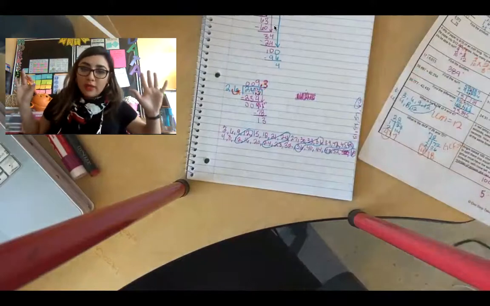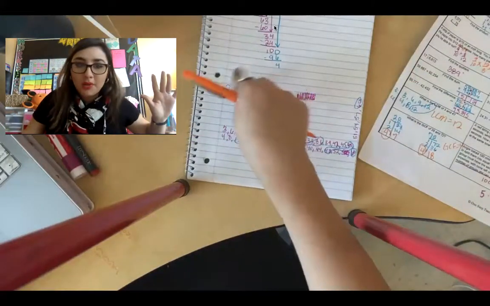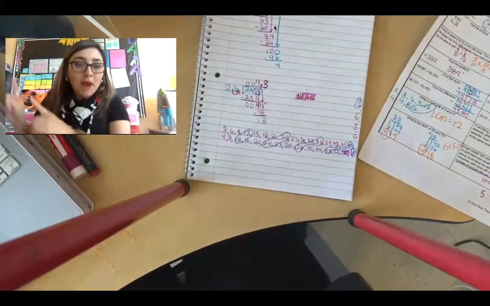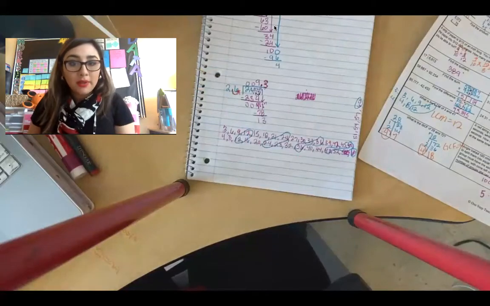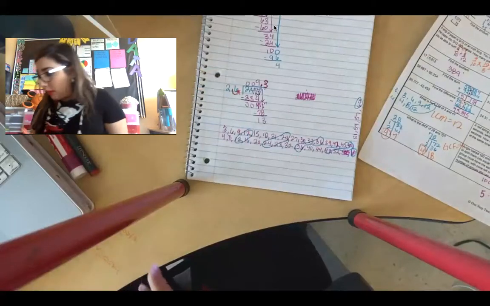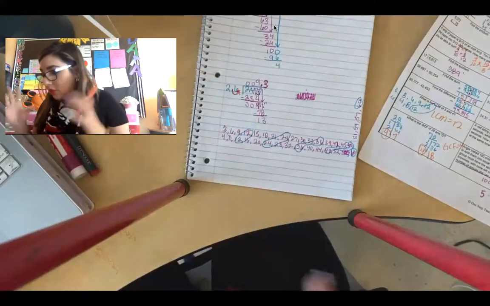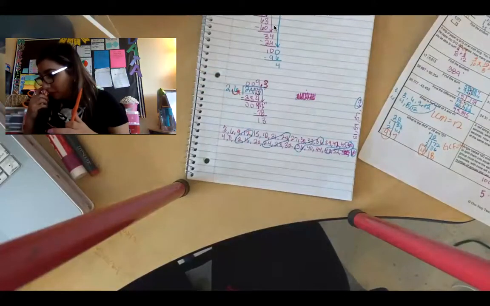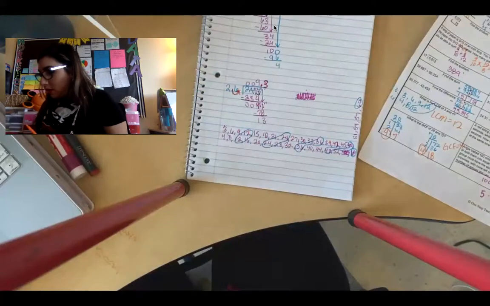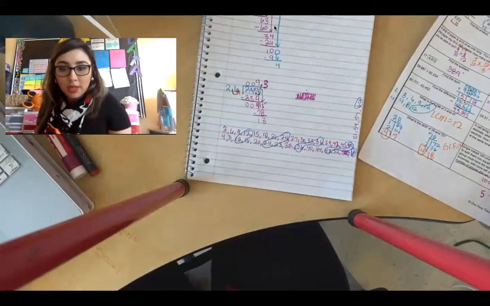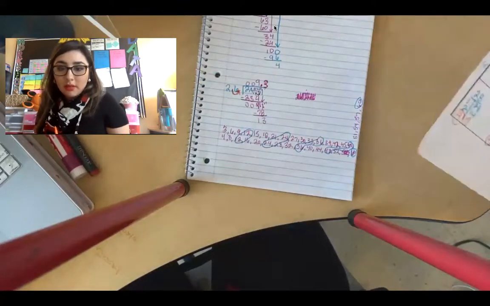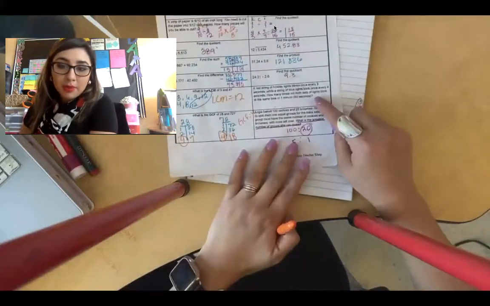That's the only difference if you have a decimal in both sections. You move it however many times it takes to make a whole number. And then you divide like you normally would. No big issue here. Okay? So go ahead and divide like you normally would in this section. All right, now I'm going to move on to this word problem.